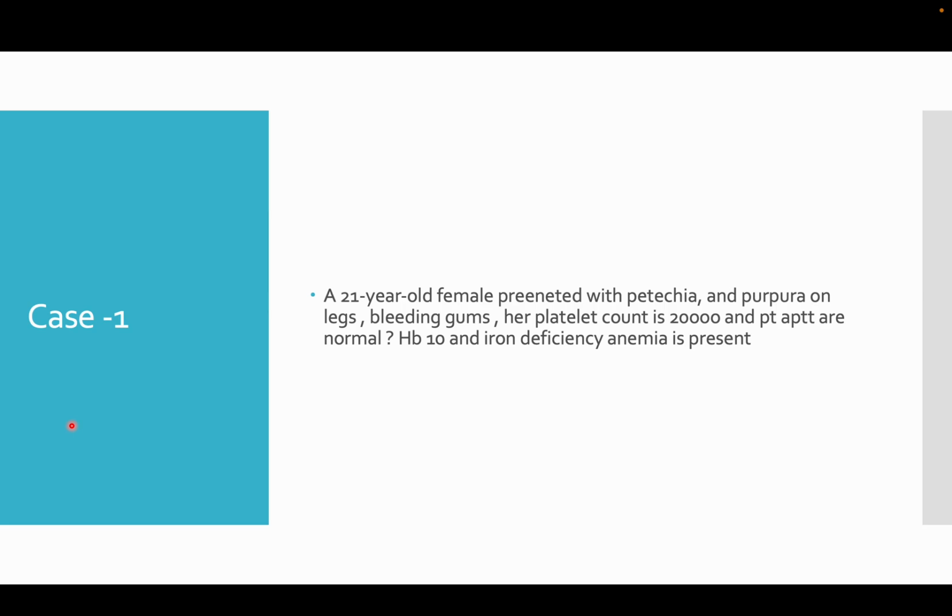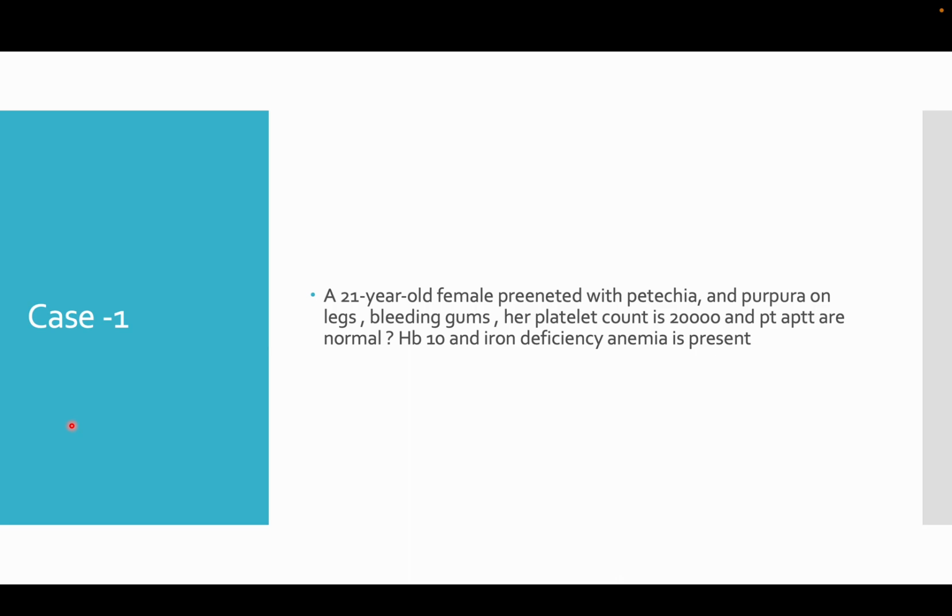How do you differentiate between thrombocytopenia and vasculitis-related purpura? Vasculitic purpura is more pruritic and palpable. So here it is clearly a platelet count of 20,000. We know it is a case of thrombocytopenic purpura and bleeding gums. The patient also has a hemoglobin of 10.